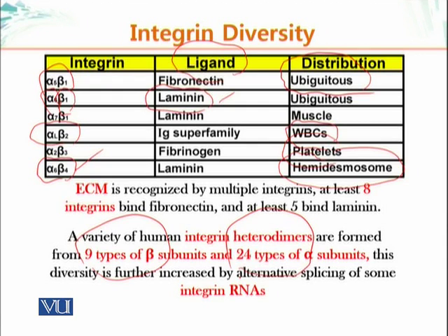So although there are 9 genes for beta subunits and 24 genes for alpha subunits, there's not only a combination diversity, where any beta can combine with any alpha theoretically. Additionally, diversity is generated by alternative splicing of the messenger RNA coding for the integrin molecule.